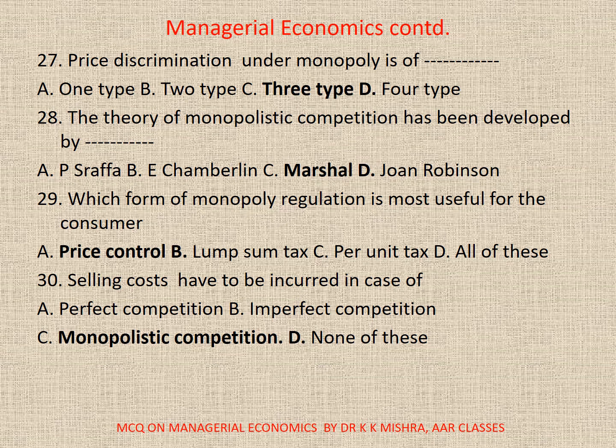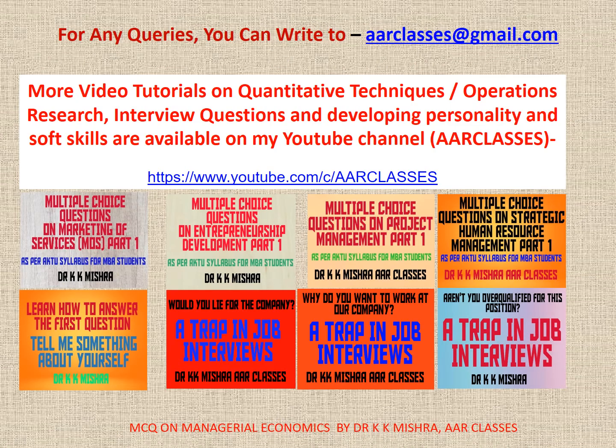Price control. 30. Selling costs have to be incurred in case of A, perfect competition, B, imperfect competition, C, monopolistic competition, or D, none. The correct option is C, monopolistic competition. So this was all about this video tutorial.